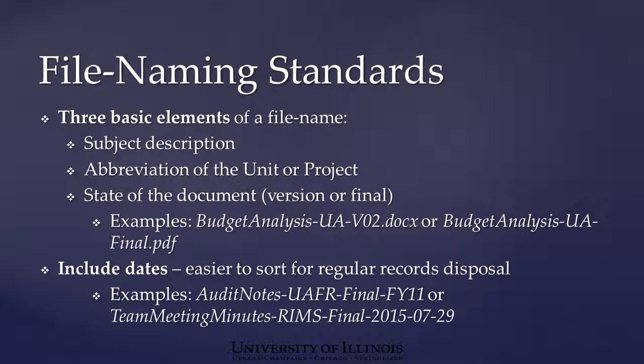There are three basic elements of a file name that should ideally be included when naming a file. These include a subject description that indicates the content or purpose of the file, an abbreviation of the unit or project to which the file is related, and the state of the document, whether it is a draft version or in its final state. When possible, it is important to include dates as well. This will make it easier to facilitate regular records disposal without requiring each document to be opened to determine its state of creation. RIMS has created both a folder structure guideline and a file naming guideline document that are available on the Forms and Tools page of our website.